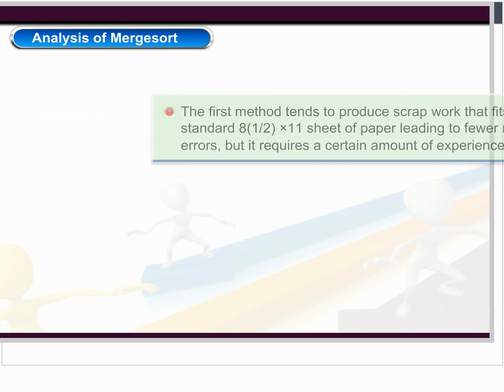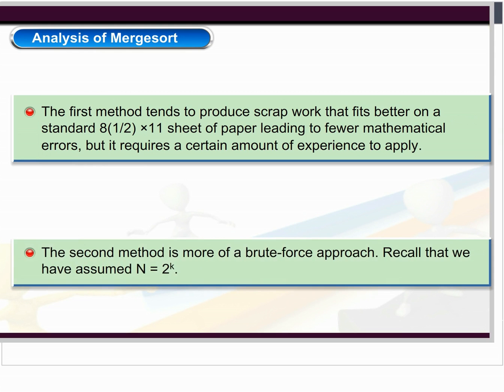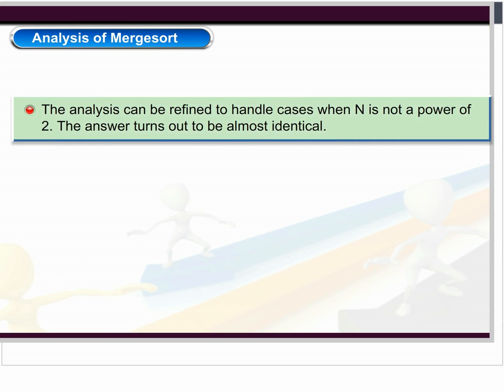The first method tends to produce scrap work that fits better on a standard 8.5 by 11 sheet of paper, leading to fewer mathematical errors, but it requires a certain amount of experience to apply. The second method is more of a brute force approach. Recall that we have assumed n equals 2^k. The analysis can be refined to handle cases when n is not a power of 2. The answer turns out to be almost identical.